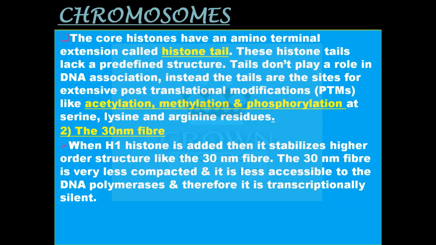The second level of DNA folding in eukaryotes is the 30 nanometer fiber. When H1 histone is added to the core histones H2A, H2B, H3 and H4, it stabilizes higher order structure like the 30 nanometer fiber. And the 30 nanometer fiber is less accessible to the DNA polymerases, and as a result of that, it is transcriptionally silent.